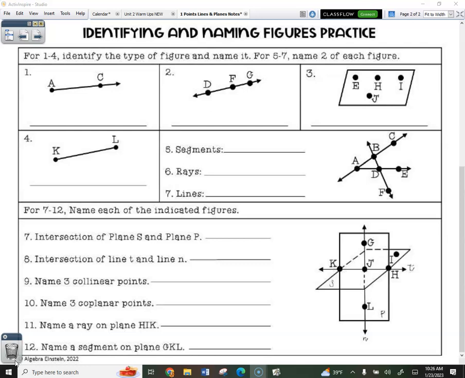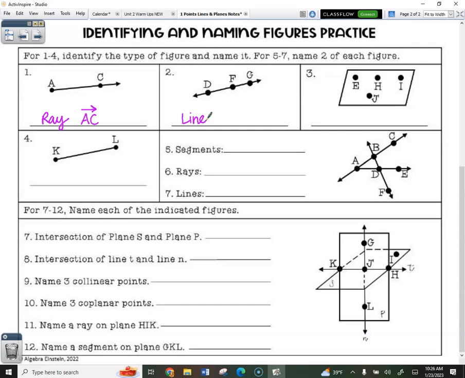So let's look at it. Number 1, though, has only 1 right answer. First of all, what type of figure is it? It's a ray. And then how would you name it? AC. Yeah, there is only 1 way to name that one, and it's AC. Number 2 is what type of shape? It's a line. There are multiple ways to name this. You just need 2 letters, right?